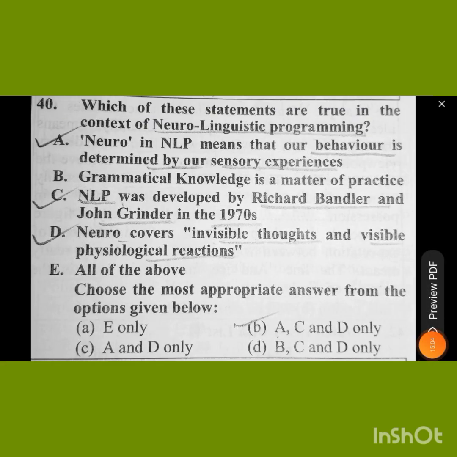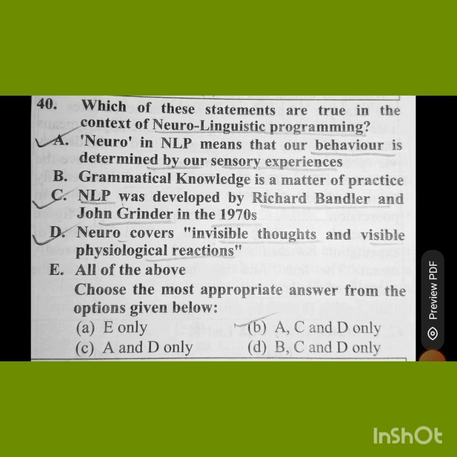Now question number 40 and the last question. Which of these statements are true in the context of neuro-linguistic programming? Option A, neuro in NLP means that our behavior is determined by our sensory experiences. Option B, grammatical knowledge is a matter of practice. Option C, NLP was developed by Richard Bandler and John Grinder in the 1970s. Option D, neuro covers invisible thoughts and visible physiological reactions. Option E, all of the above. So the answer of this question will be A, C and D.